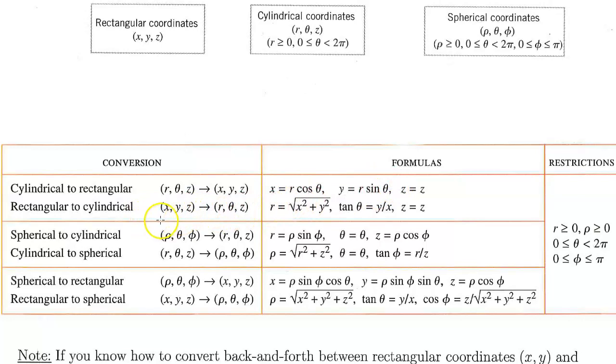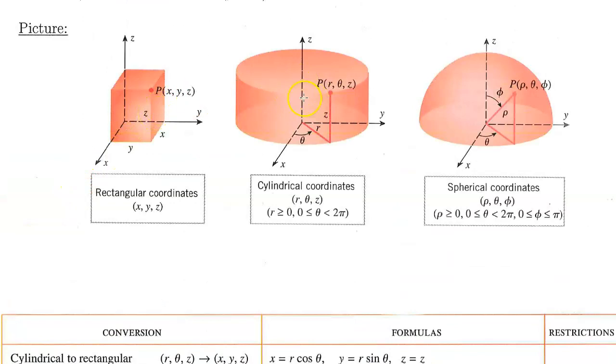Okay, and similarly, if we're given the x, y, and z, how do we come up with the r, theta, and z? Well, again, the z is just z, and then the r is the square root of x squared plus y squared. And the tangent of theta is y over x, so that gives you theta. Theta is tangent inverse of y over x. So we already know how to convert back and forth between these two systems.